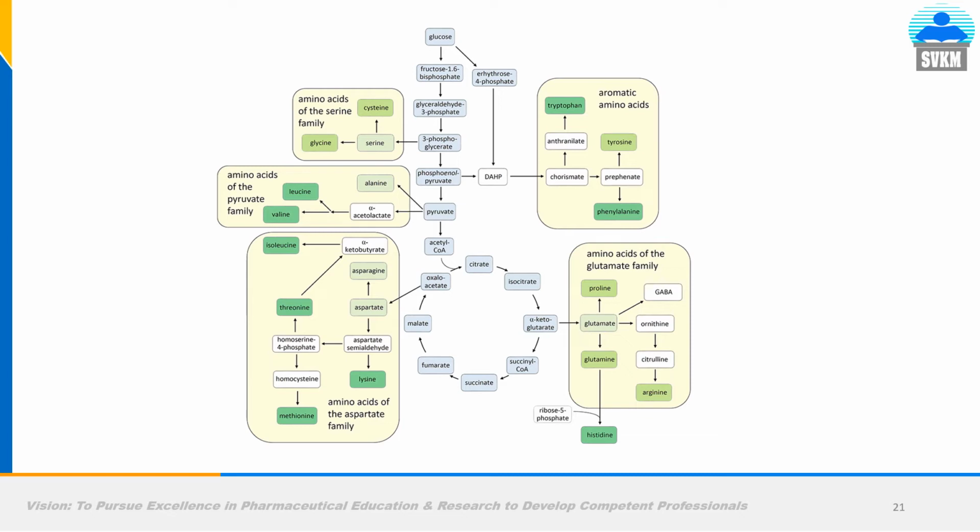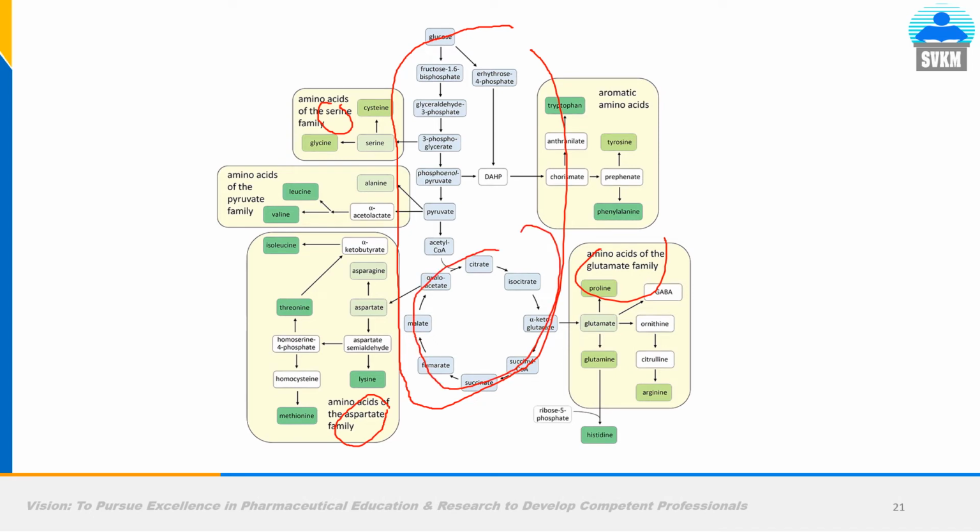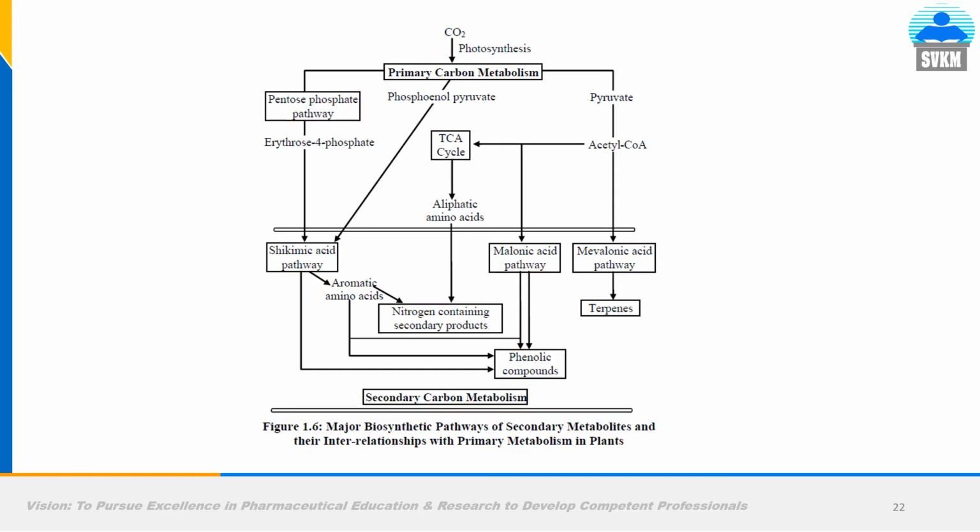Amino acids of the serine family, amino acids of tryptophan category, glutamate category, and aspartate category. And this is the basic metabolic pathway. Already we have discussed, this is the TCA cycle. So different portions leave the cycle and they become part of the biosynthesis of amino acids.